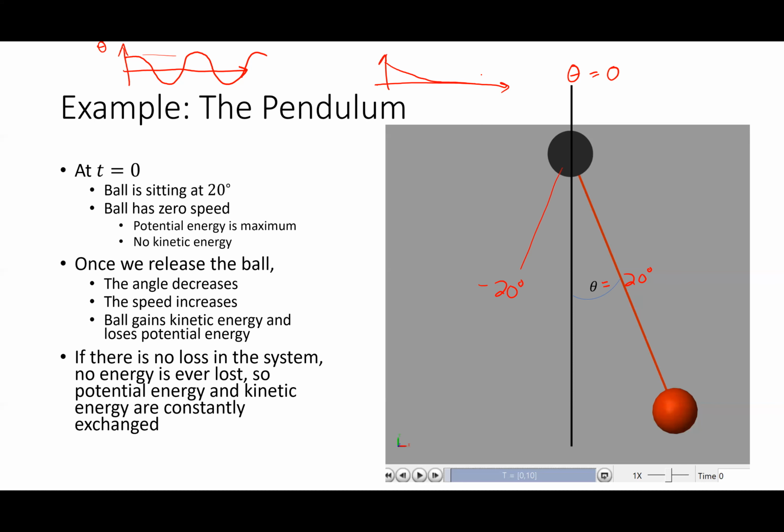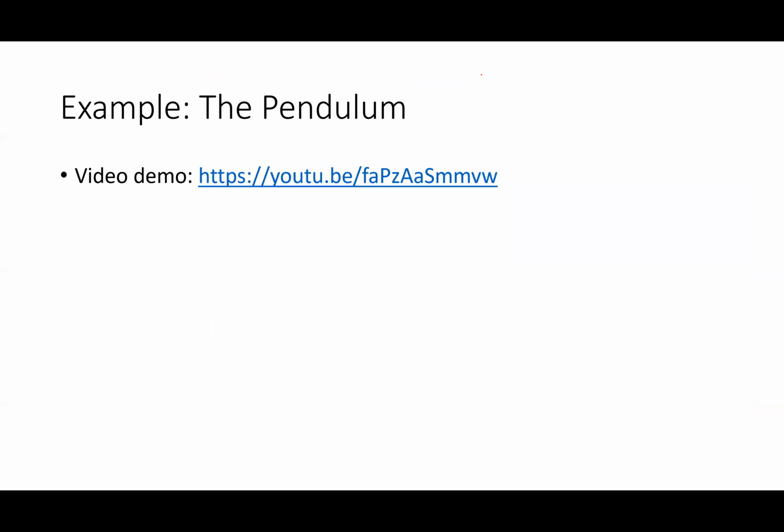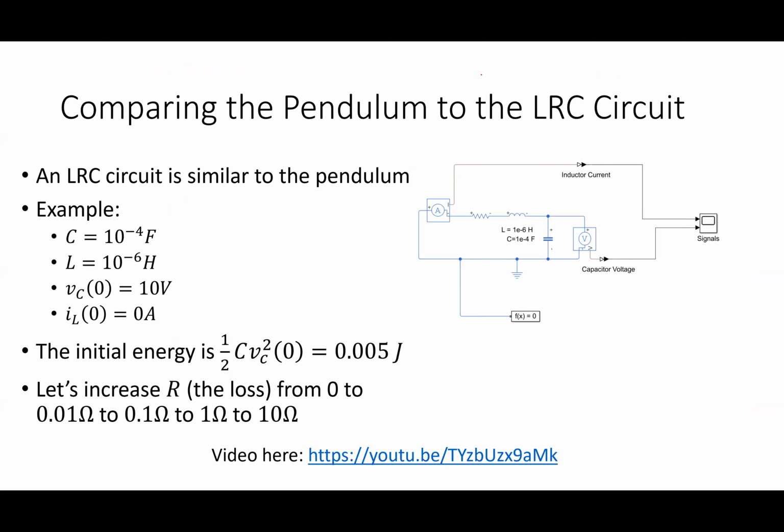So we're going to look at that example a little bit more carefully. If you want to see that, I linked it there. I've got a video demonstration where I run a model and you actually see what the theta looks like. And I do the same thing for a circuit. In a circuit, I have an LRC here. If I can get the resistance in this circuit, the losses, to be zero, then I see the voltages and currents never stop. They go back and forth sinusoidally. Then if I increase the resistance, eventually the voltages and currents just look like they're exponential. So the losses in the system have a lot to do with how this behaves.